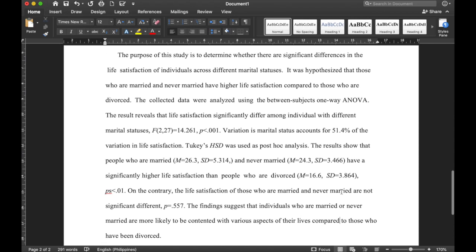Okay, so that sounds, it can still be improved, but it sounds decent enough for the meantime. It serves the purpose of demonstrating how to write a report for ANOVA.